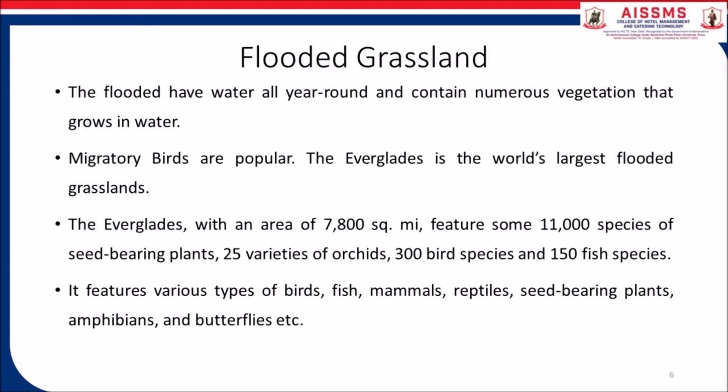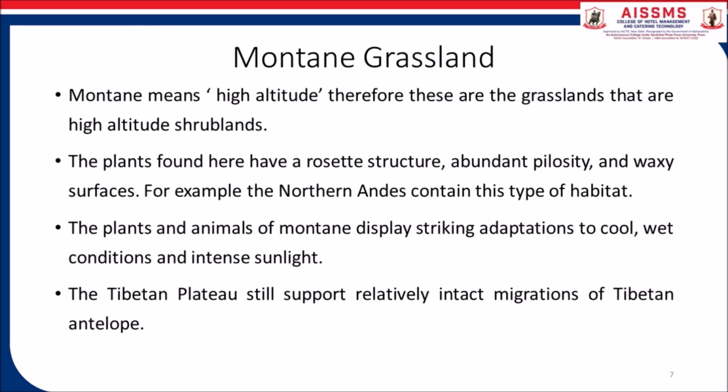The Everglades, with an area of 7,800 square meter, feature some 11,000 species of seed-bearing plants, 25 varieties of orchids, 300 bird species and 150 fish species approximately. Furthermore, it features various types of birds, fish, mammals, reptiles, seed-bearing plants, amphibians and butterflies, etc.